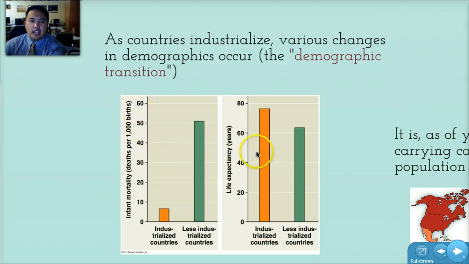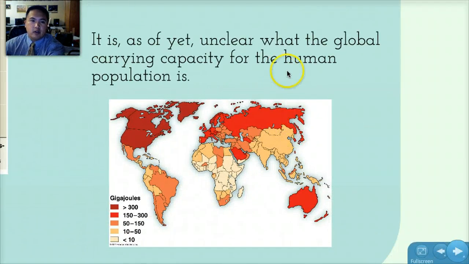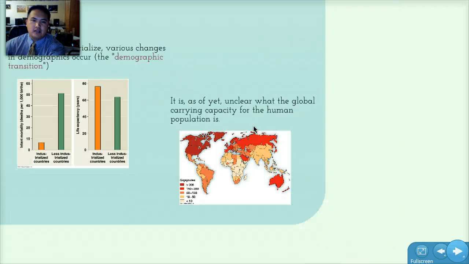However, life expectancy: if you're in an industrialized country, you're expected to live to almost 80. In less industrialized countries, you barely live past 60. And really, as of yet, we don't know what the human global capacity is. Here's energy, gigajoules, of what the country is using in terms of power and electricity. What happens when we get too much? I mean, we just passed 7 billion. Who knows what's next for us?